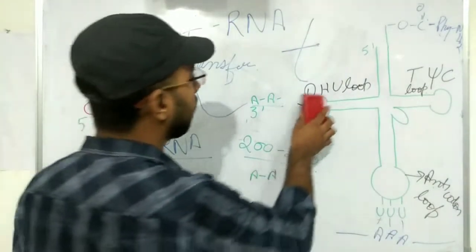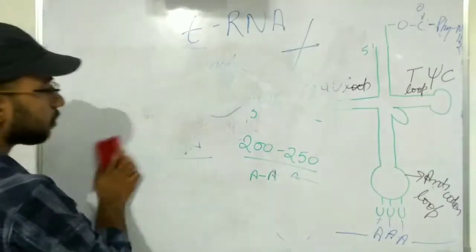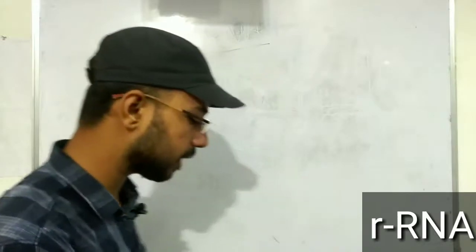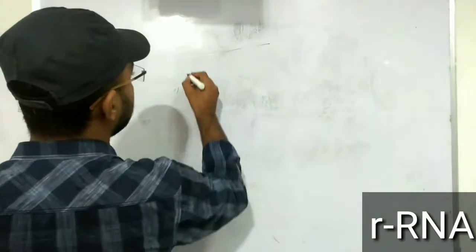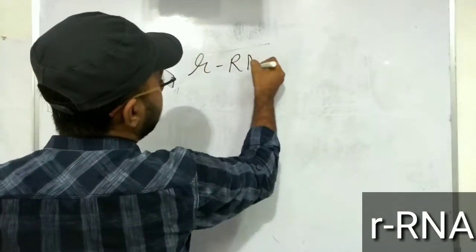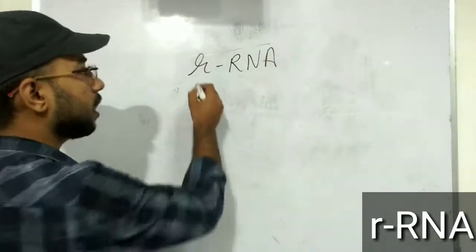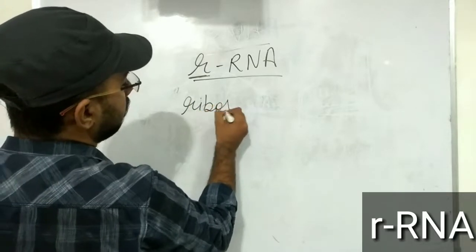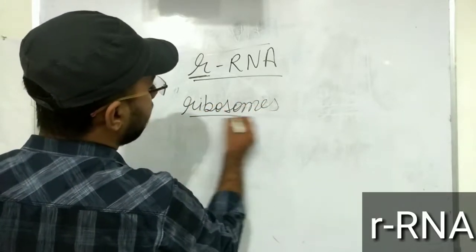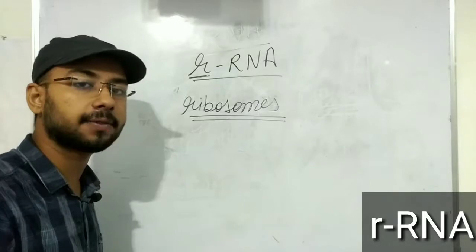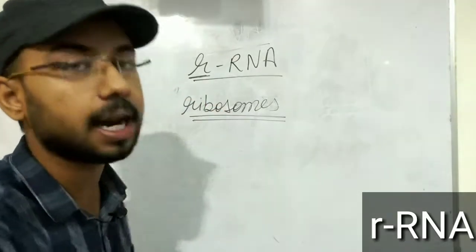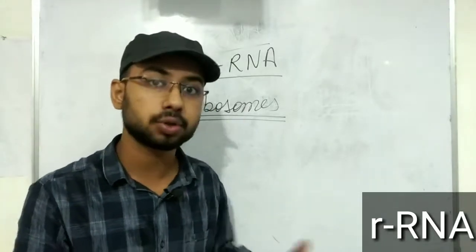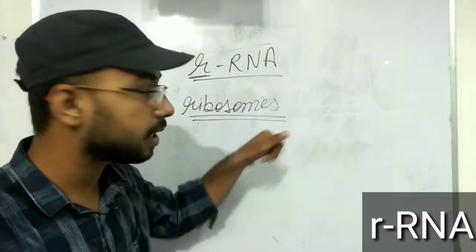The fifth one is rRNA. Let's make it. Why is it known as rRNA? Because the R stands for ribosomes. As it is present in ribosomes, that's why we call it rRNA, ribosomal RNA.